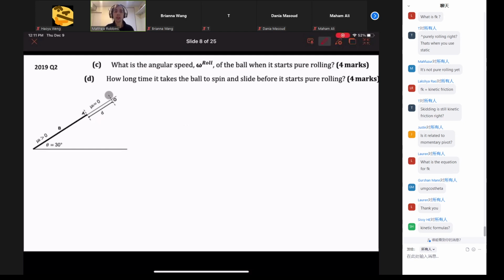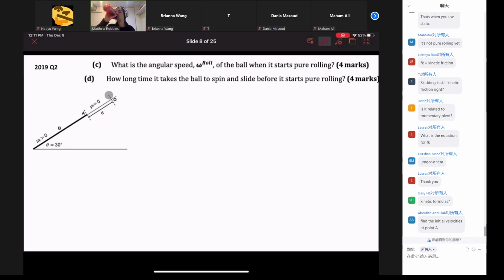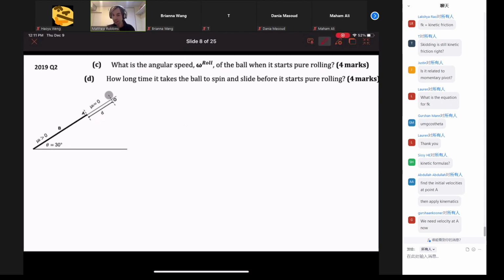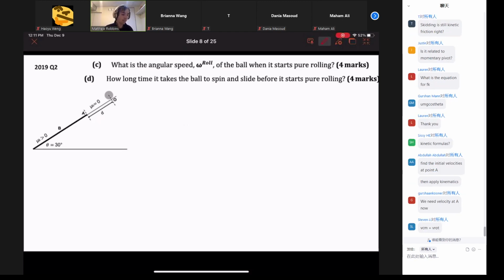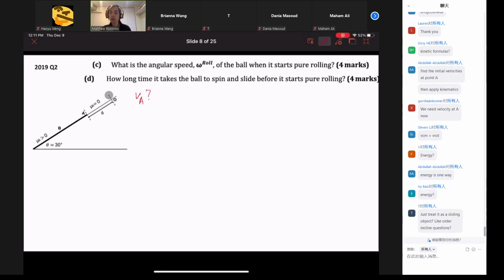So how would I approach this problem? I say find the initial velocity at point A and then apply kinematics. So let's do that. How would we find the velocity at point A, VA? Energy is one way. We could use the same way that we did for older inclined plane questions. I'm going to use energy because energy often becomes quicker than doing kinematics.